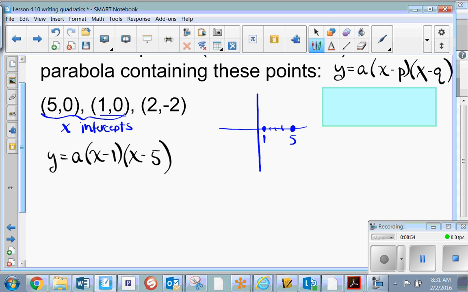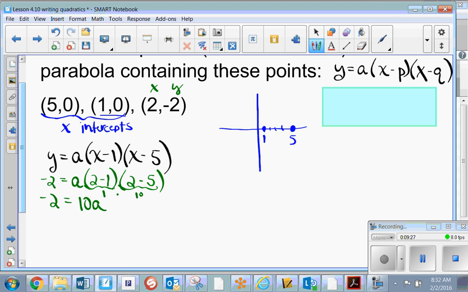Now I'm down to 3 variables, a y, an a, and an x. But again, I've got this x and this y that I can plug in to figure out what my a is. So in place of y, I'm going to put in a negative 2. A is what I'm looking for. My x is 2, both places. So let's see. This is going to be 1 times 10. So that's going to be 10a. 1 times 10 is 10 times a.